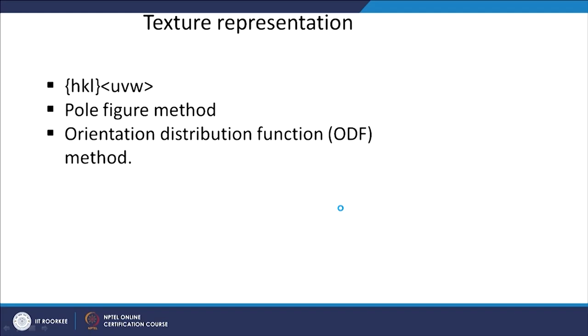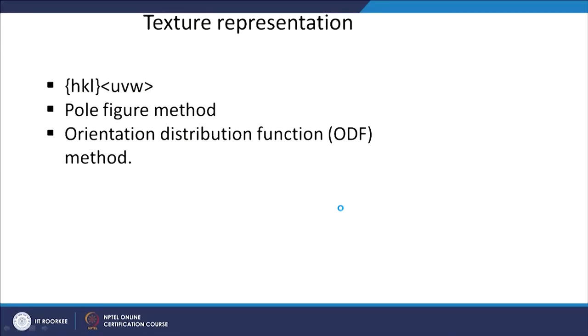Texture representation, we have already seen, can be done by HKL UVW symbols, or through pole figure, or orientation distribution function. So we will look at each one by one. HKL UVW we have already seen once, so I am just giving a quick review here.